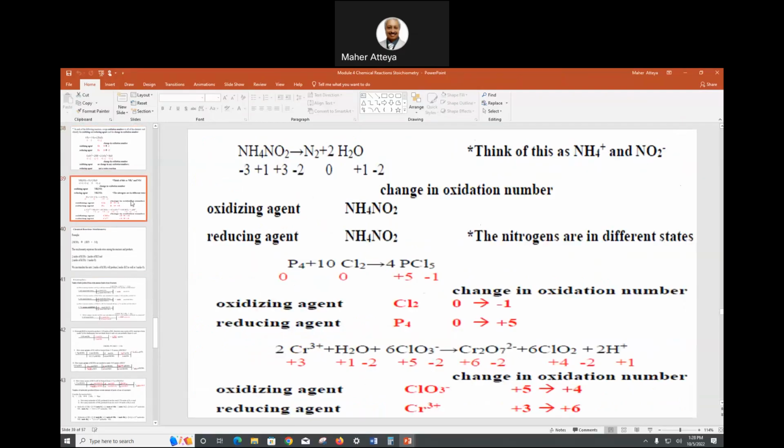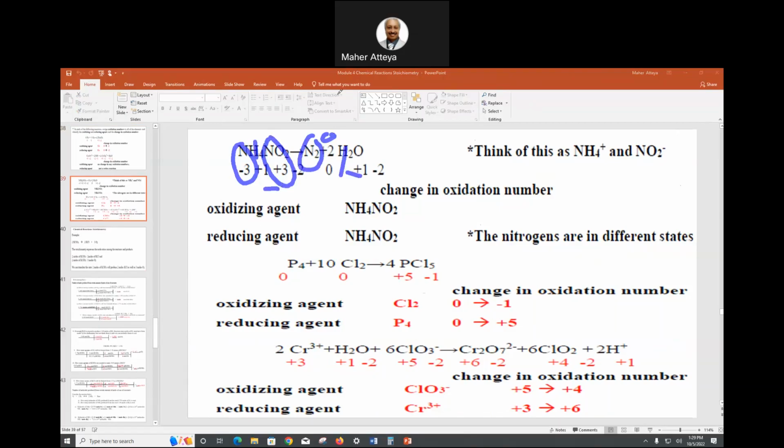So let's look at this. How about this one here? I gave you here nitrogen is -3. Nitrogen is -3, and there is another nitrogen that is +3, and here it goes to 0. Hydrogen is +1, not changing, and hydrogen is +1, not changing. So you don't consider hydrogen.